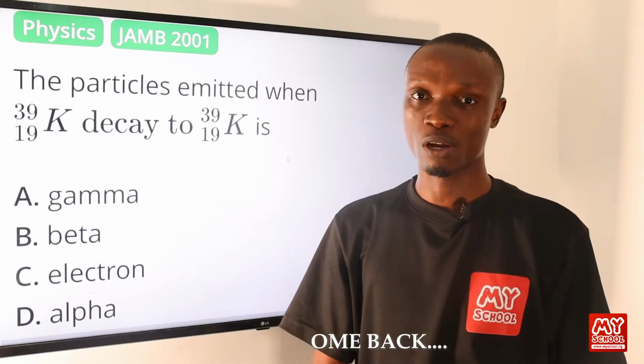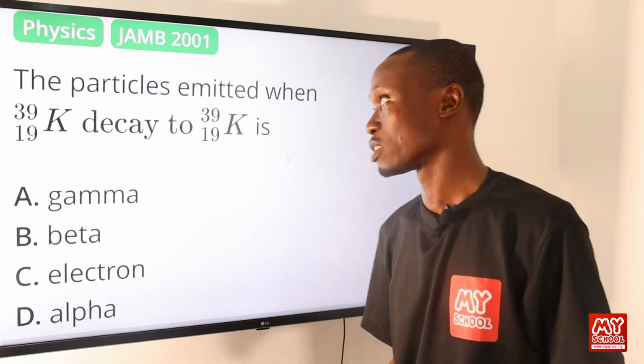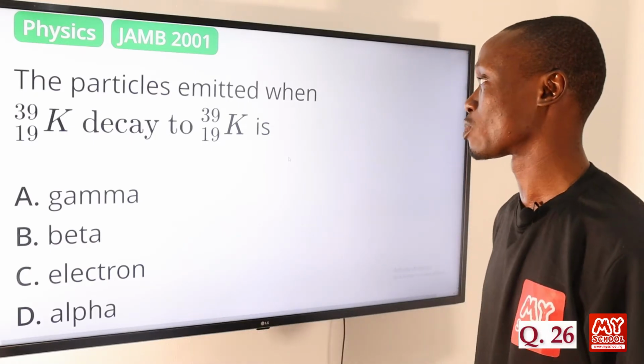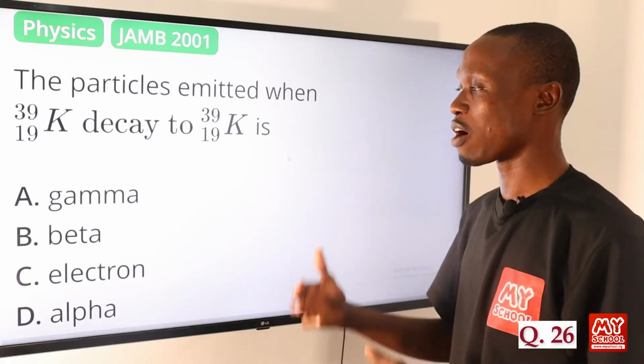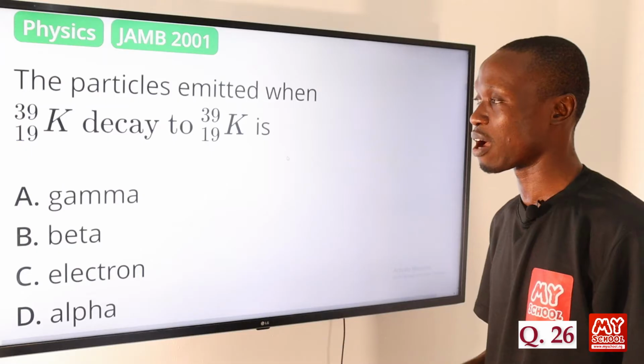In today's video, we shall be answering question 26 to 50. So let's kick off with question 26. The particles emitted when krypton 39 decays to krypton 39 is, so A we have gamma, B we have beta, C we have electron, and D we have alpha.